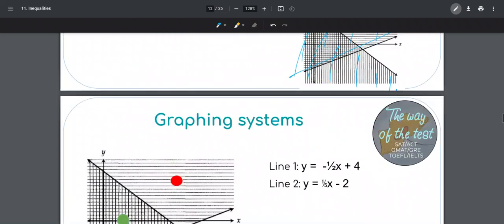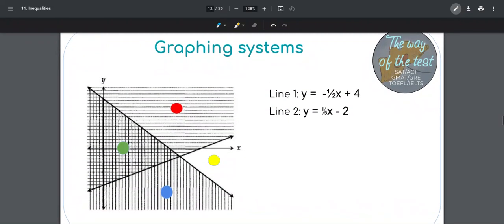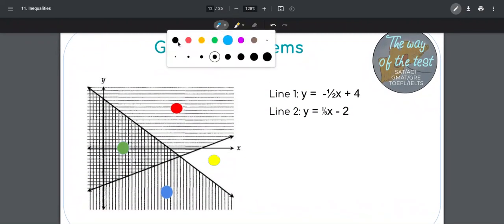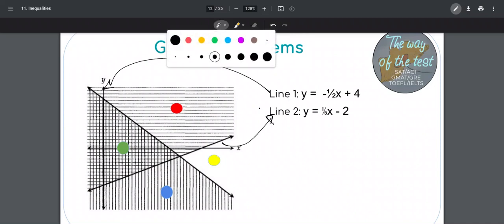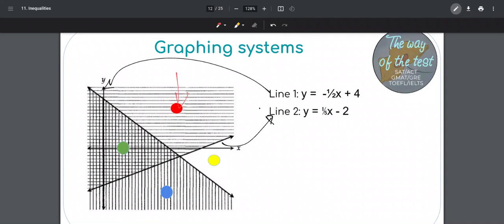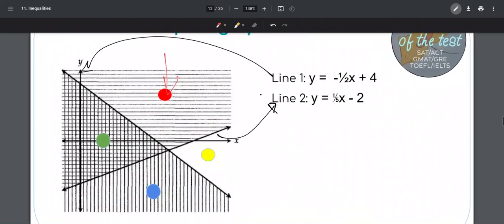We're going to do an example over here. Now, I have my two corresponding equations. So line 1 will correspond to this over here, and line 2 corresponds to this over here. Now, I'm going to tell you the first one. The region that is marked by the red dot corresponds to which system of inequalities? I'm going to solve this one, and then I want you to solve the other ones, okay?